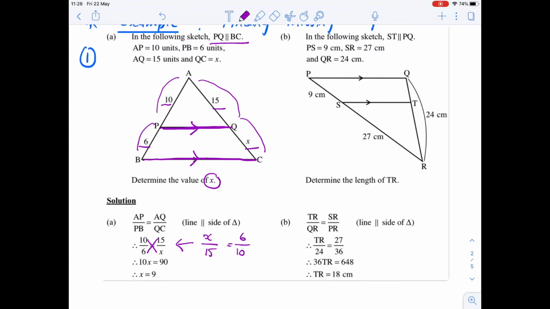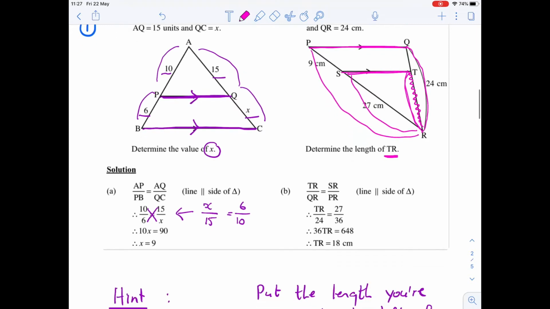And then if we look at number B over here, in this scenario, we have ST parallel to PQ, and they give us a whole bunch of sides. And we need to find the length of TR. So TR is sitting here. In this particular case, they haven't given you QT, but they've given you the whole length. So if we want to find TR, which is the unknown, I would always put the unknown top left. It's a useful working ethic to have. So if we put TR, it's bottom over whole length equal to bottom over whole length.